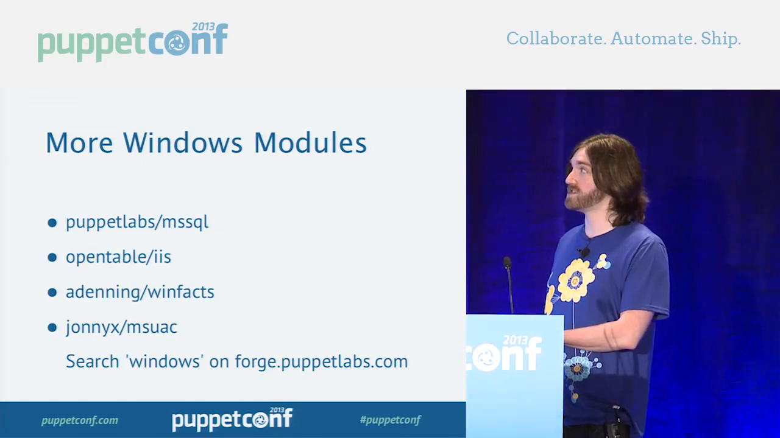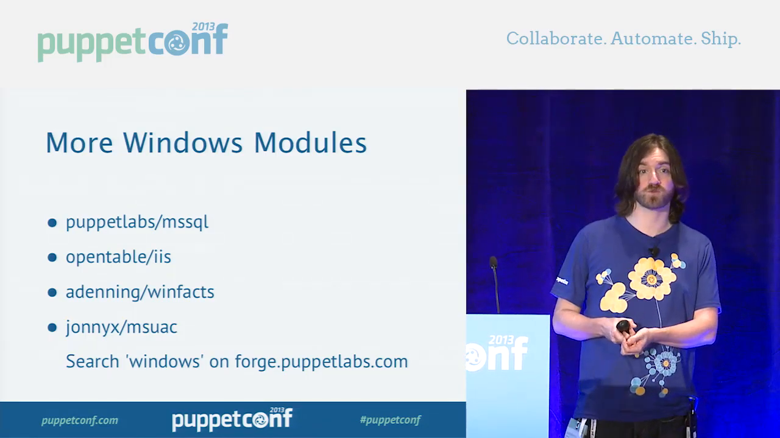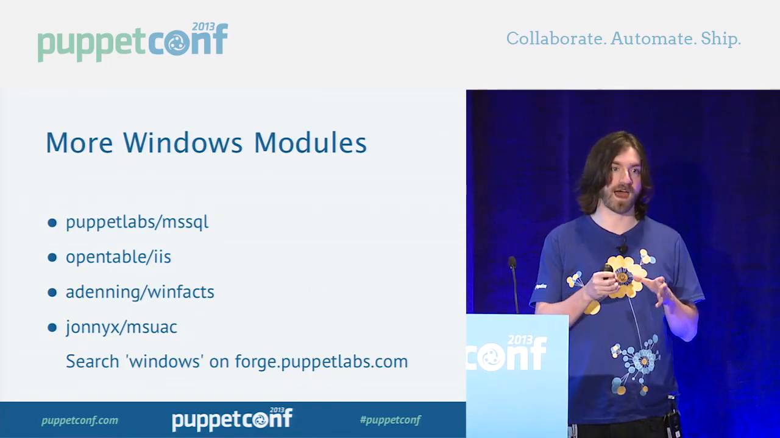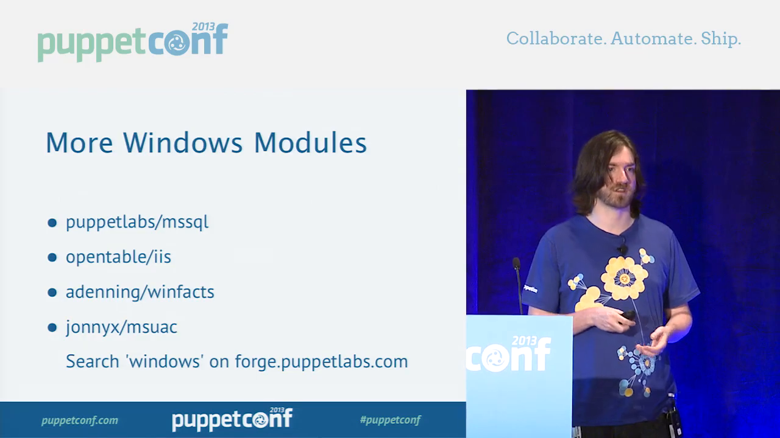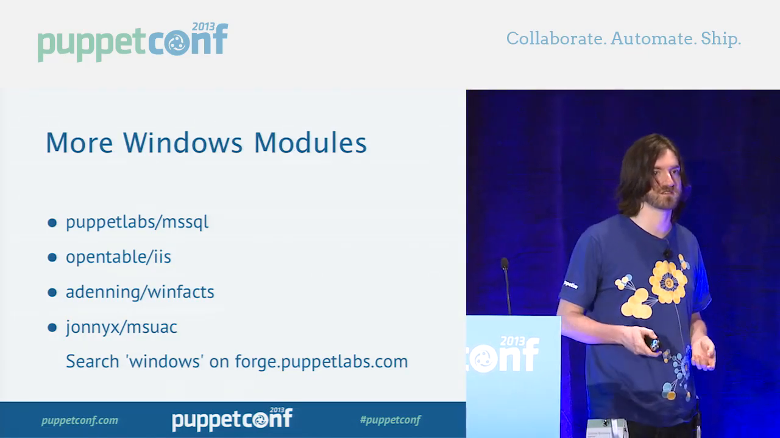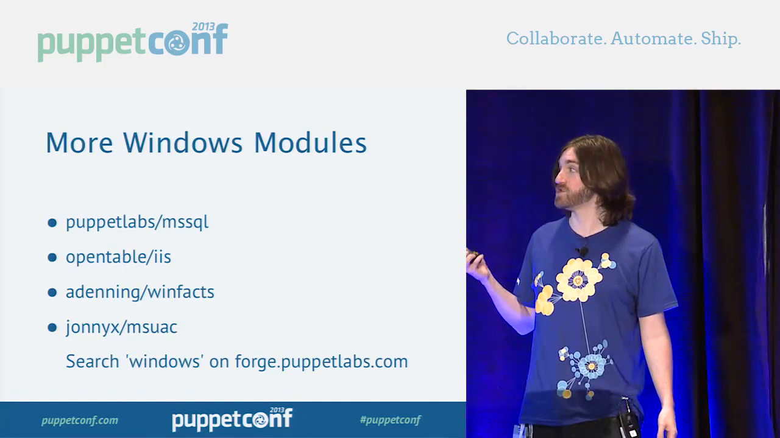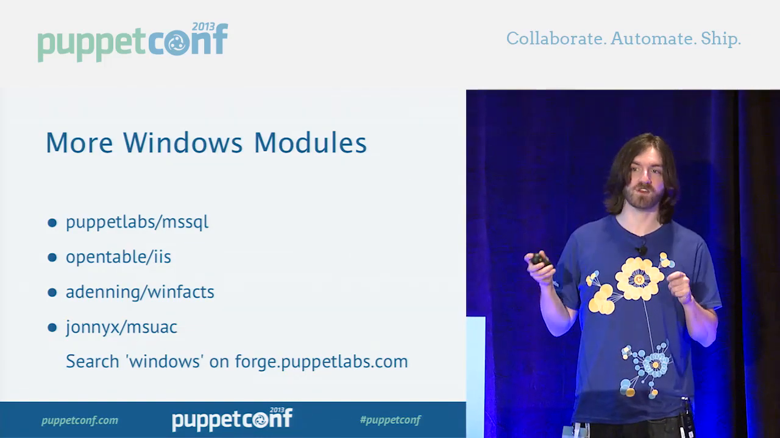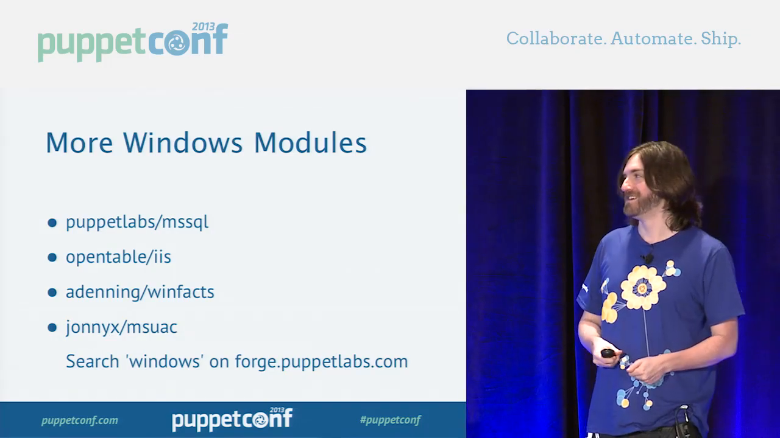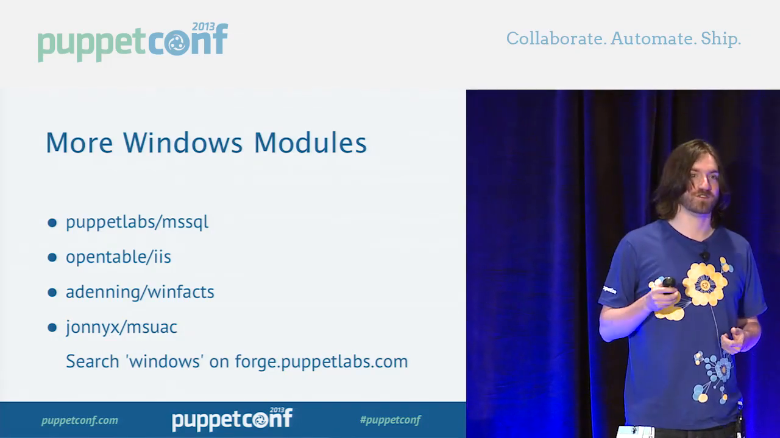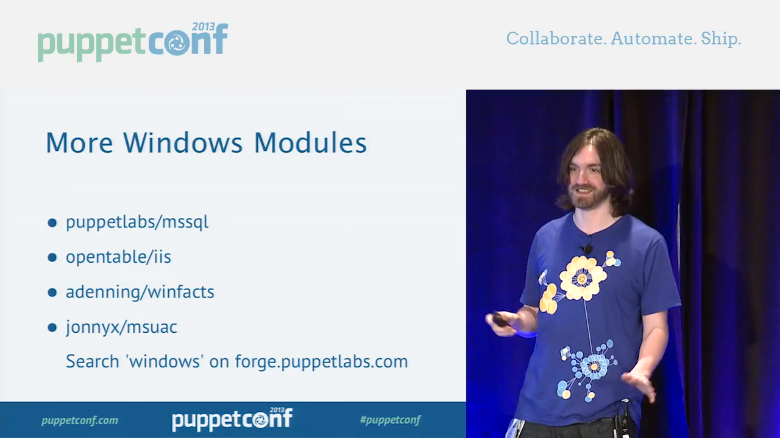We have a SQL Server module that manages SQL Server. Adenning also made a Windows Fax module. This one's great for managing actual facts, particularly on desktop machines. You'll get things like what kind of monitor is attached and how the video card works and interesting things like that that are really useful for a Windows desktop. And also this MSUAC class, which does the first thing that any Windows admin ever does, is disable UAC. Linux guys who have ever troubleshot SE Linux now are also laughing at this because they know the exact same pattern.